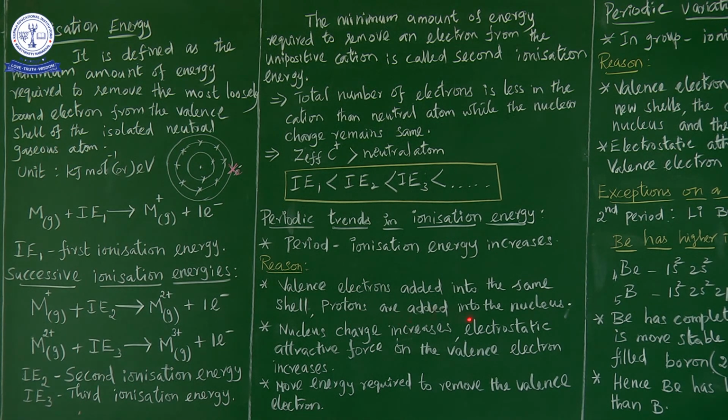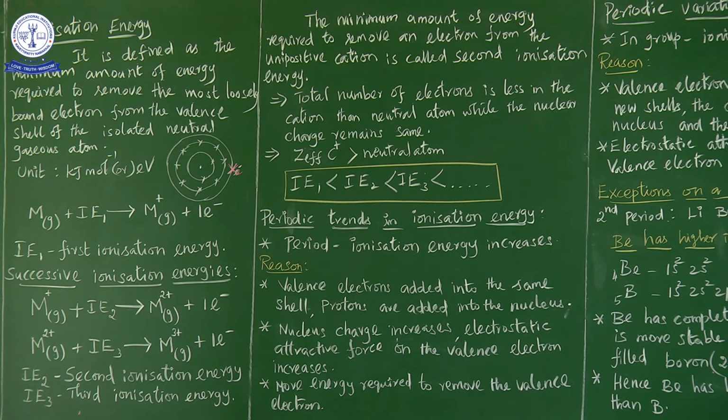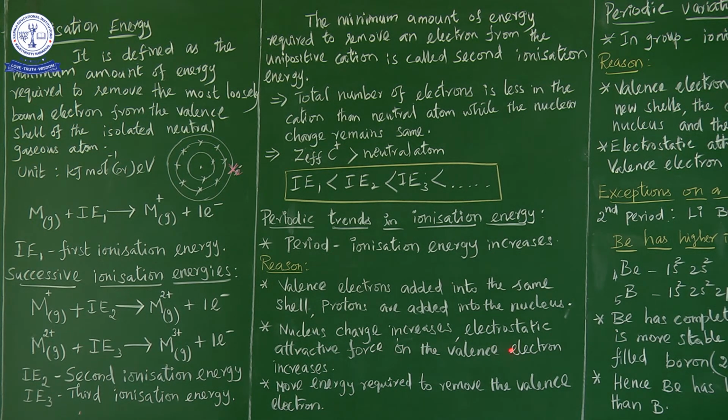But the protons are added into the nucleus. The number of protons increases in the nucleus, which increases the nuclear charge. When protons increase, the nuclear charge automatically increases. So the nucleus charge also increases, which means the electrostatic attractive force on the valence electron increases. The size remains the same because electrons are added to the same shell, but the nuclear charge increases because protons give the charge of the nucleus.